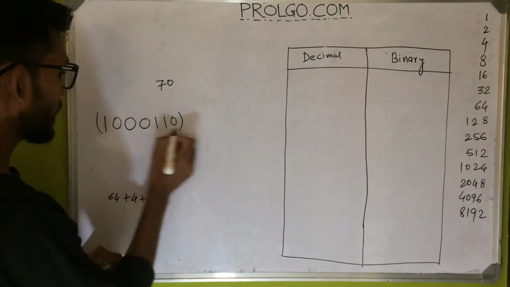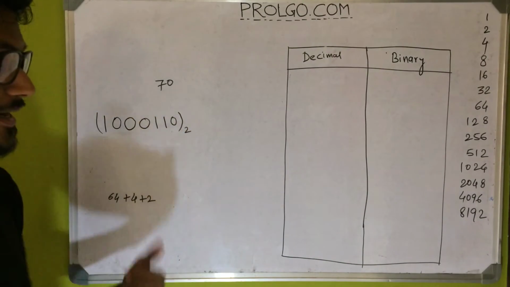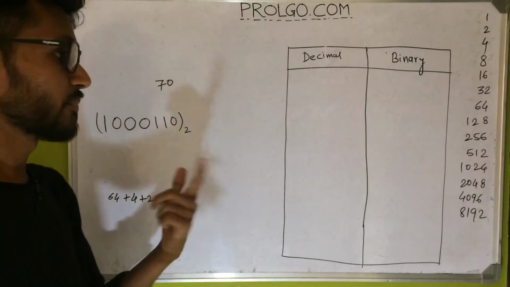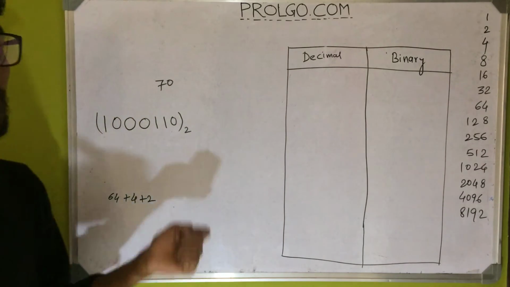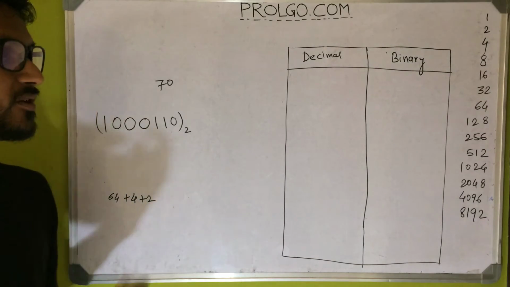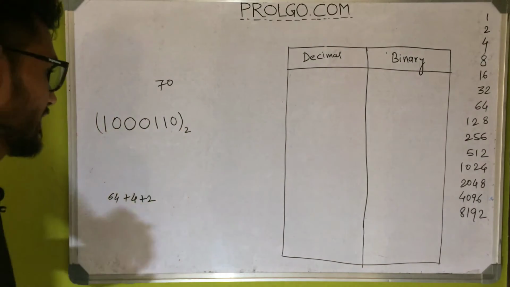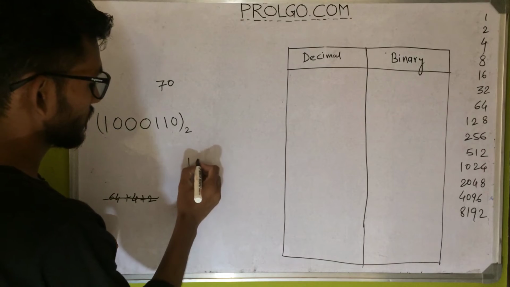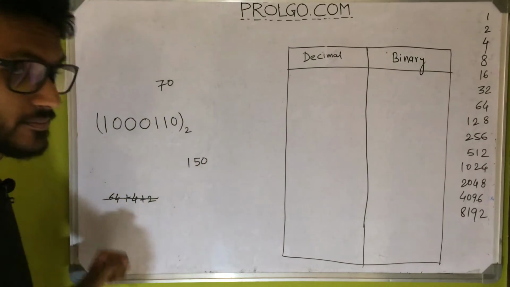So this is how you can easily calculate any number, I mean at least till the 1000. Beyond that it might be difficult even for me as well. Below 1000 or 2000 it can be done easily. Let's take another number, 150.